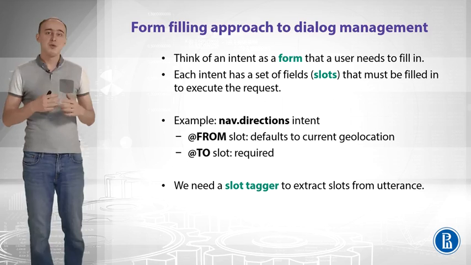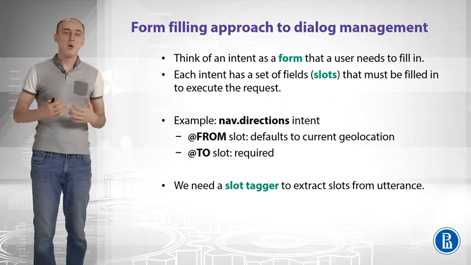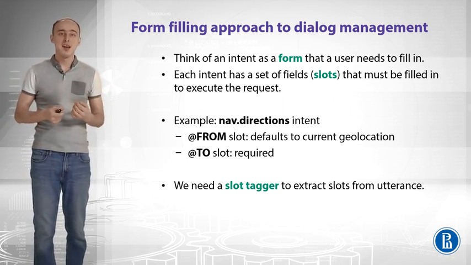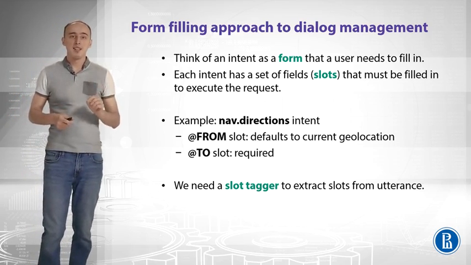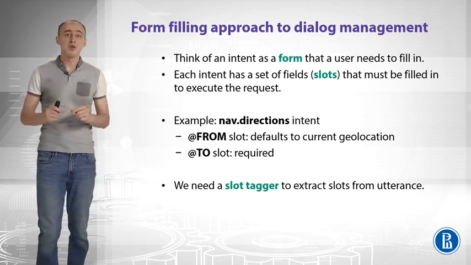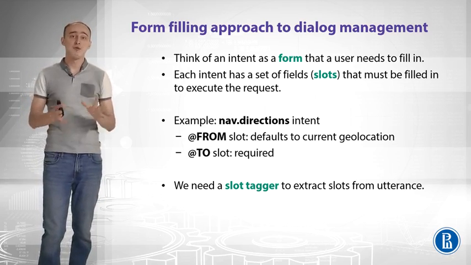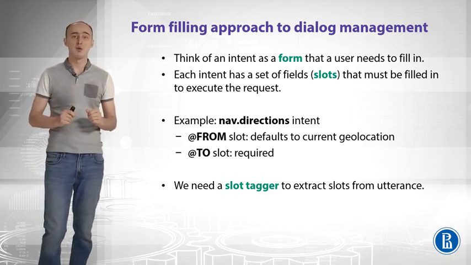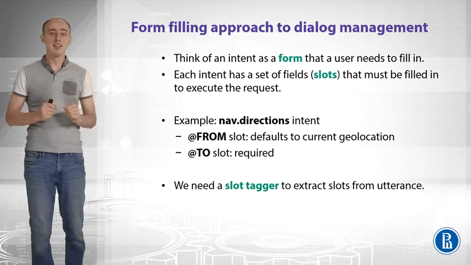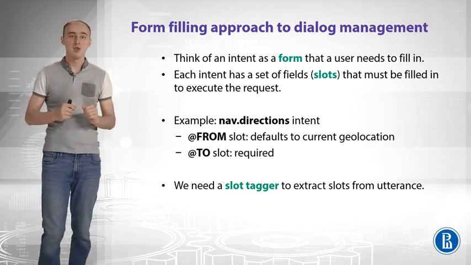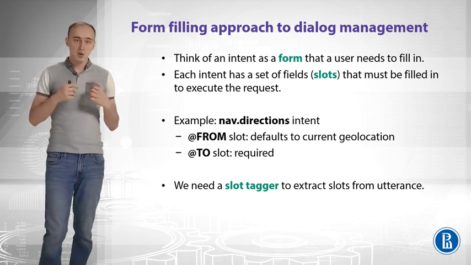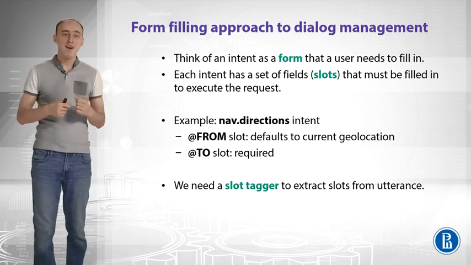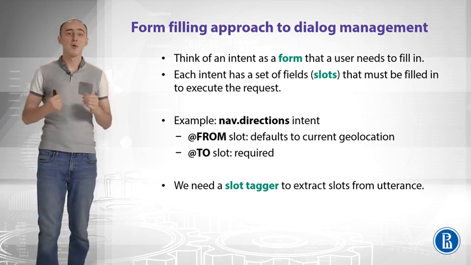How to think about this dialogue and how our chatbot or personal assistant actually tracks what we are saying to it? You should think of intent as a form that a user needs to fill in. Each intent has a set of fields, so-called slots, that must be filled in to execute the user request. Let's look at an example intent, like navigation directions, so that the system can build the directions for us. It needs to know where we want to go and from where we want to go.